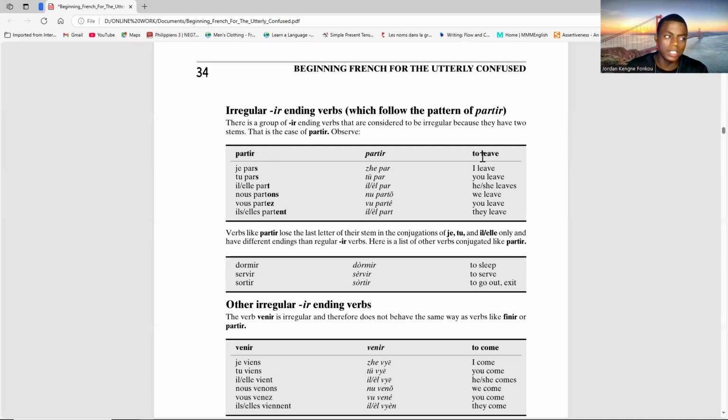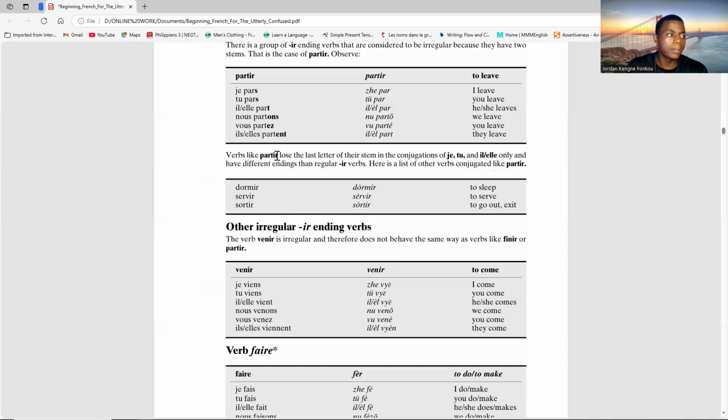We have partir, which means to leave. Je pars, tu pars, il part, nous partons, vous partez, ils partent. Verbs like partir lose the last letters. For example, we have dormir, servir, sortir. They behave similarly to partir. Je sors, just like je pars. So the last T is removed and replaced with S. But for il, we bring back the T. Nous sortons, vous sortez, ils sortent.